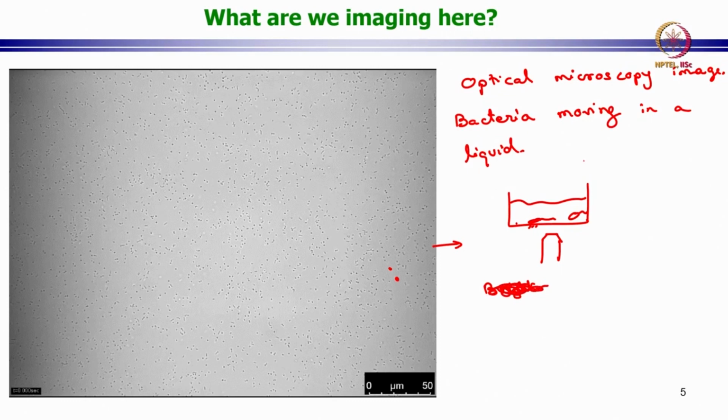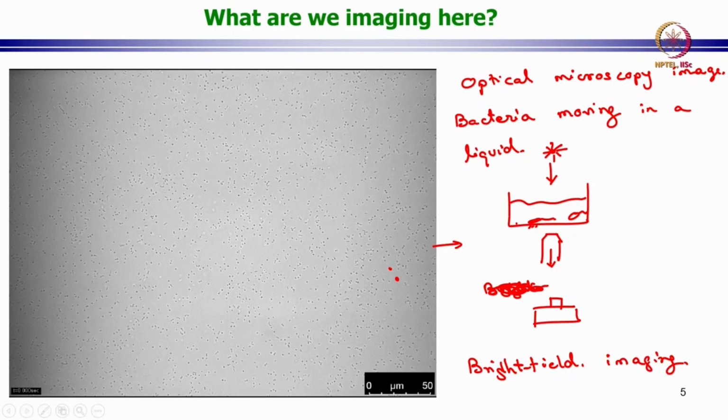Here there is a source of light at the top, and the light passes through the system and is collected by your microscope lens, and then finally it ends up in a camera. So, it is also called bright field imaging, which is just an optical microscopy method.